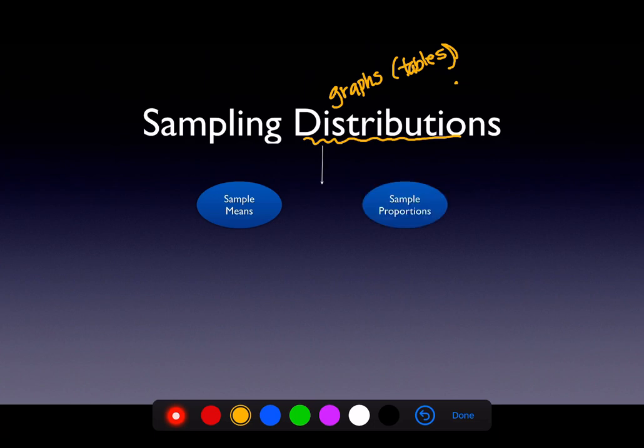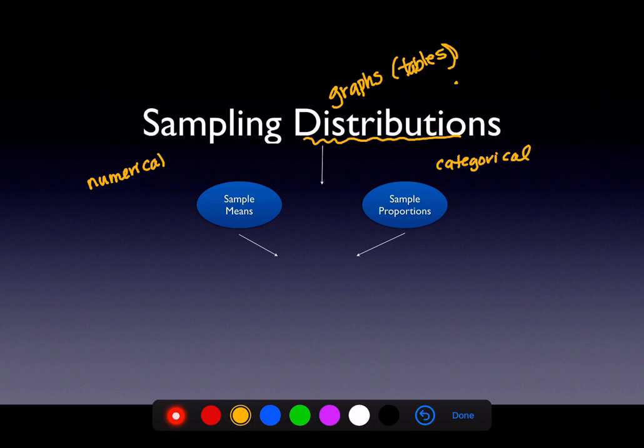Now, we've been in two lands here. We've been in mean land, and we've been in proportion land. So whenever you have a numerical variable, and it means your variable is either discrete or continuous, but it's got some units, and you're looking at averages, you're going to be in mean land. When you have a categorical variable, you're going to take that frequency count, whatever you're calling a success, the number of successes, and divide by sample size to get a proportion.